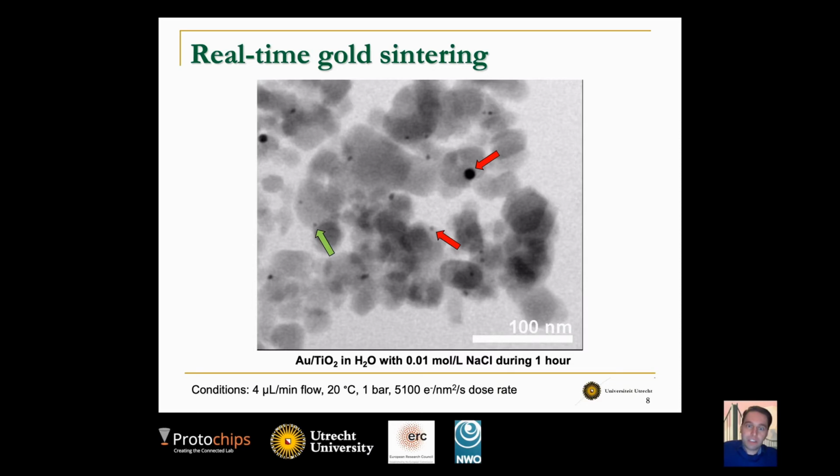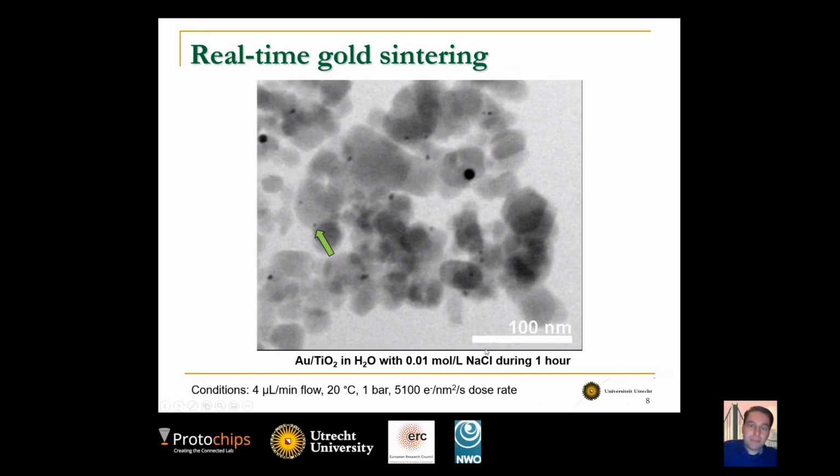And that is exactly what we did, and the result of which we are showing in this movie. This is a gold supported on titania catalyst, with the gold nanoparticles being the very small dark dots. This gold on titania catalyst is in contact with water with 10 millimolar sodium chloride dissolved in it. And this movie is about 1 hour in real time. We will be looking at how the particles change.